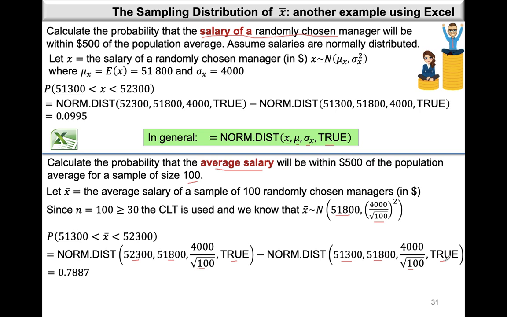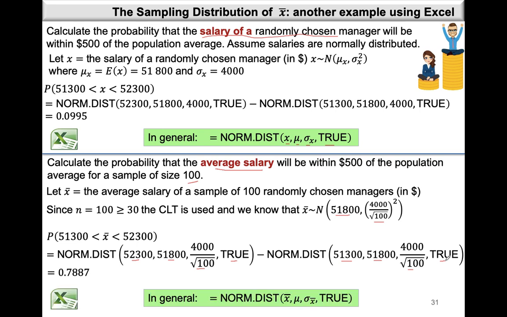So in general, when we make use of the norm.dist function, the first entry will be the sample average X bar. Then the next entry will be mu, which is your population mean, and it's equivalent to the mean of X bar. Then sigma X bar, which is the standard deviation of X bar. And finally, your cumulative statement will be true, since we're interested in the area to the left of X bar.